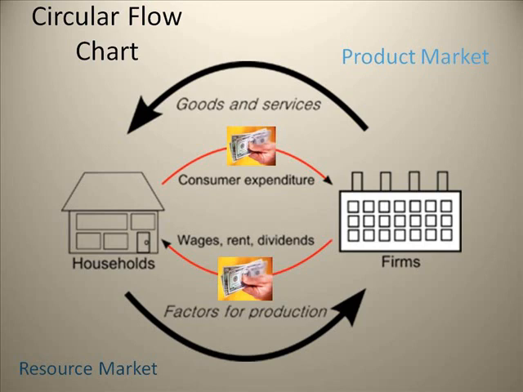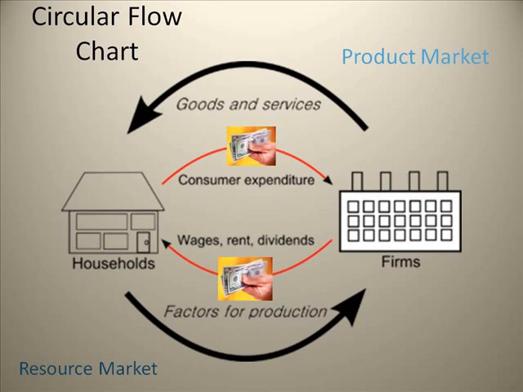Firms then get something from households in the resource market. What's being exchanged? A resource. So households are the suppliers in that market. They're supplying factors of production, inputs, resources, land, labor. Someone might sell a farm to a company. Someone might sell their labor, their job. And in return, they get rent or wages, dividends. So it's still just money.